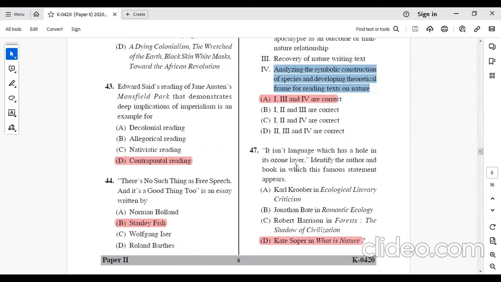Question number 47. It is not language which has a hole in its ozone layer. Who is the author, and in which book has this statement been made? It is not the language which has a hole in the ozone layer. Kate Soper, in her book What Is Nature?